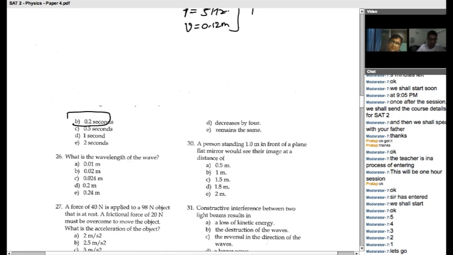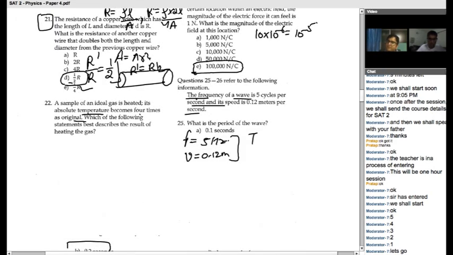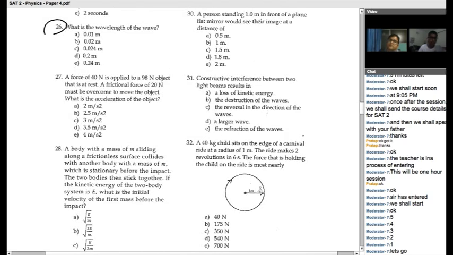What is the wavelength of the wave? This is V equal to F lambda. So V by F is nothing but lambda. So lambda is equal to 0.12 by 5. This is 0.024. You're right. Yeah. Now 27.